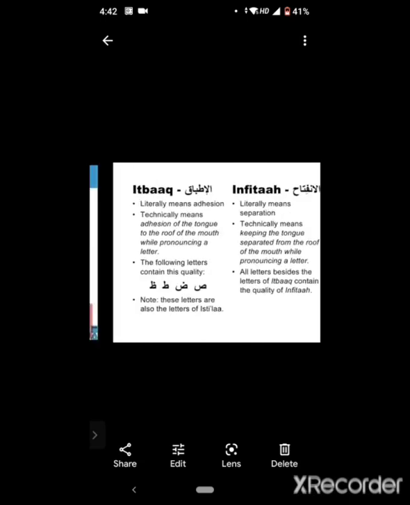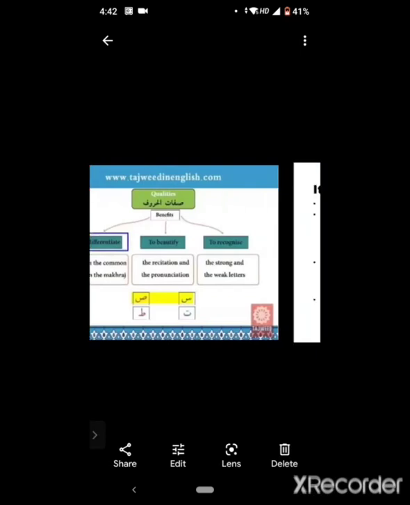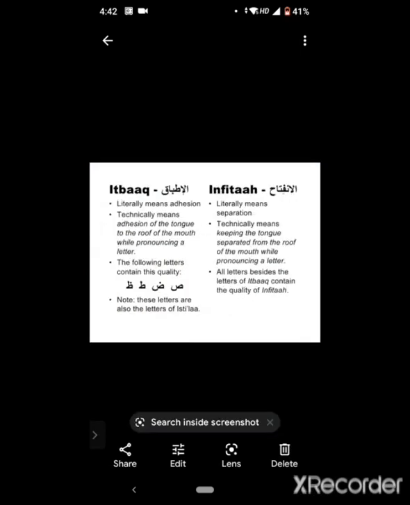The second pair is infitah and itbaq. Itbaq means to stick something together, adhesion. Technically, it means the adhesion of the tongue to the roof of the mouth while pronouncing a letter. So here, what we are sticking together is the tongue with the roof of the mouth, the roof inside your mouth. We are sticking that part of the tongue there while pronouncing the letters of itbaq.